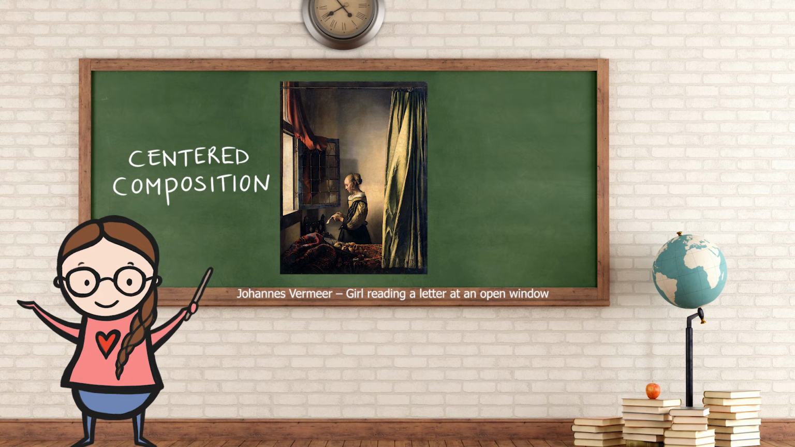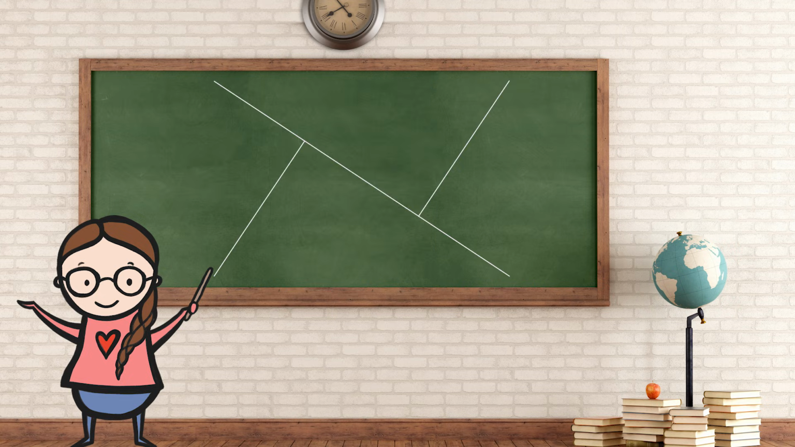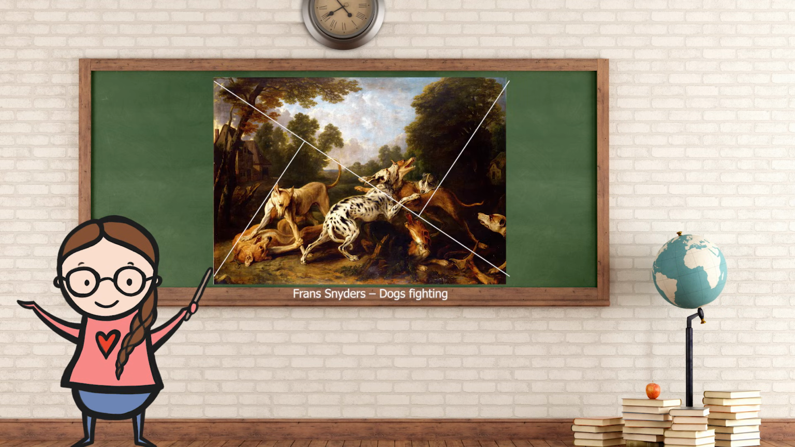It creates a sense of calm and balance to your artwork. Lastly, let's look at the golden triangles, which are closely related to the golden ratio. Using the golden triangles as a guide can help make your artwork look naturally pleasing to the eye.